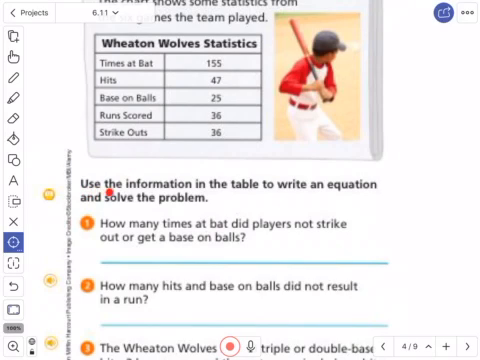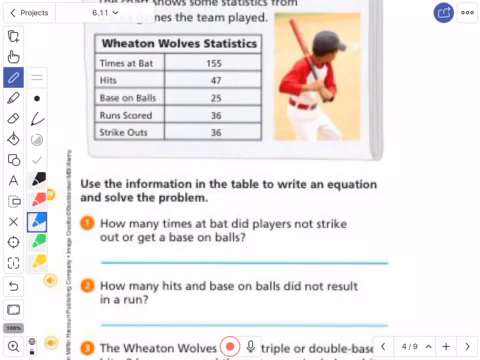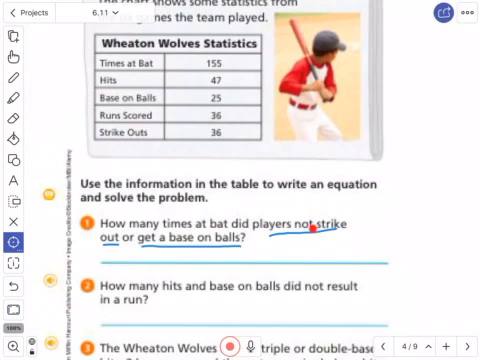Now, the black here says, use the information in the table to write an equation and solve the problem. Okay. How many times at bat did players not strike out? Okay, I'm going to label some stuff, underline some. Players not strike out or get a base on balls. Okay. All right, so that sounds like just a one step. I'm just going to have to use players not strike out. Ooh, or maybe not. Ooh, or get a base on balls.